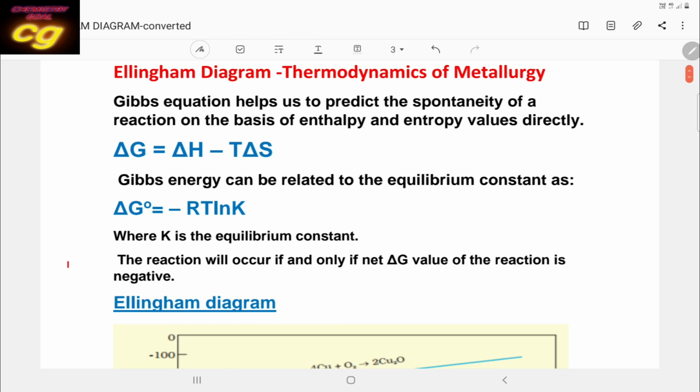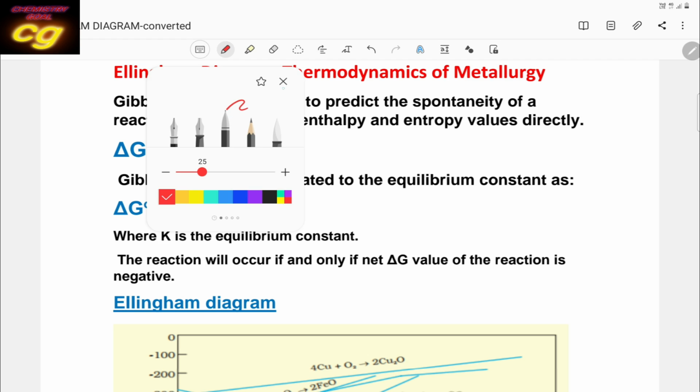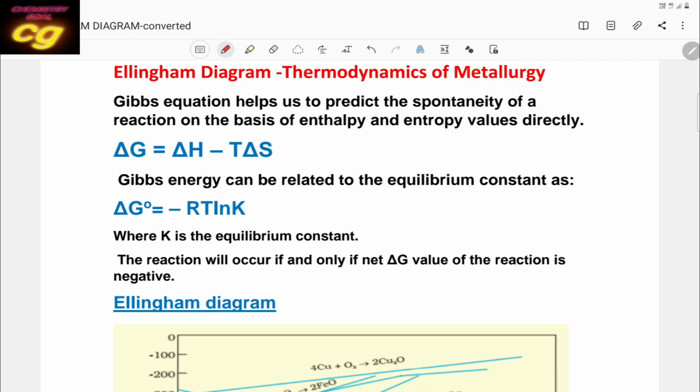So today we are going to discuss the principle of metallurgy, that is the thermodynamics concept of metallurgy, the Ellingham diagram. This is very important. What this diagram is we will discuss later, but first let us discuss the principle behind the extraction.